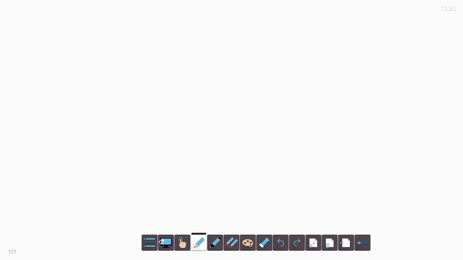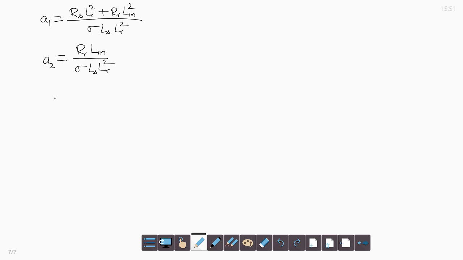So, we have A1 is Rs Lr square plus Rr Lm square divided by sigma Ls Lr square. A2 is Rr Lm divided by sigma Ls Lr square. A3 is Lm divided by sigma Ls Lr. A4 is Rr by Lr and A5 is Rr Lm by Lr.